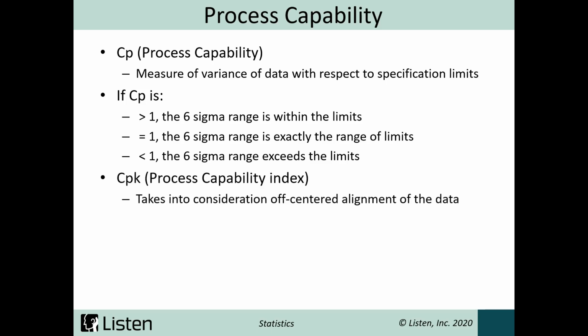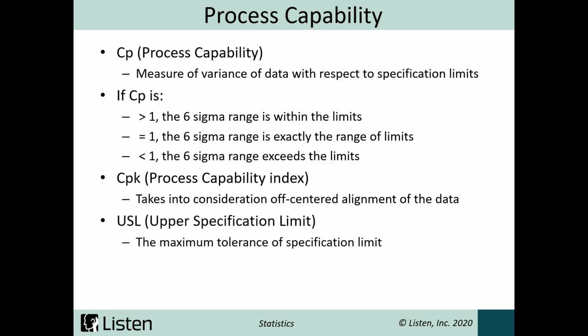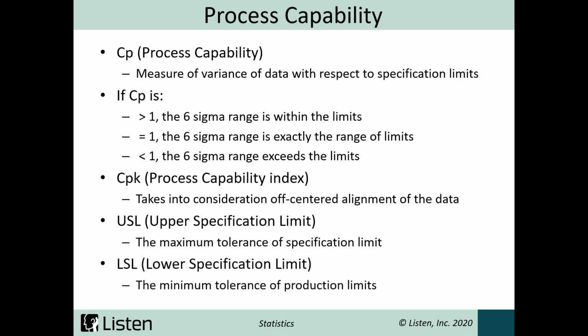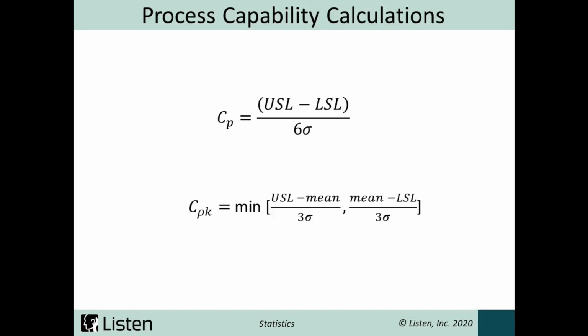CPK is the process capability index. This is similar to CP, but it takes into consideration off-centered alignment of the data. The specification limits we're going to define are USL, the upper specification limit, and LSL, the lower specification limit. Here are the equations for CP and CPK.